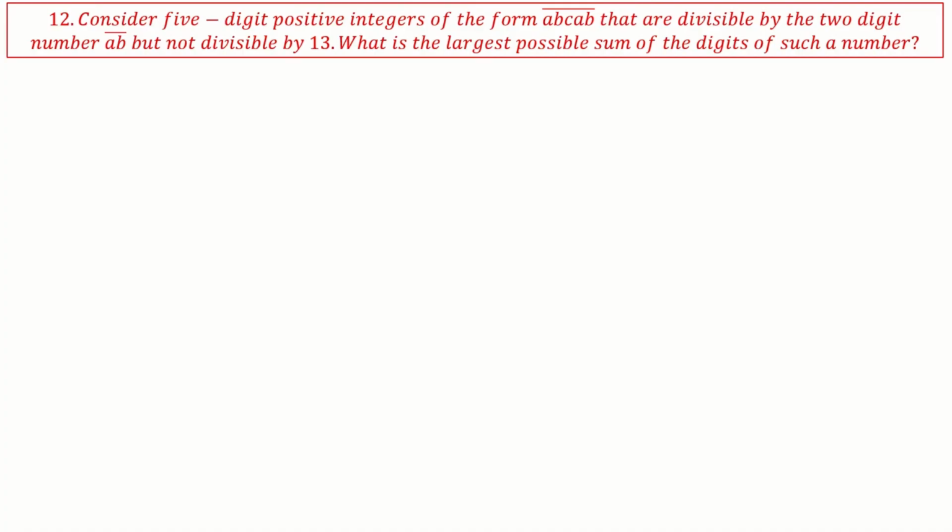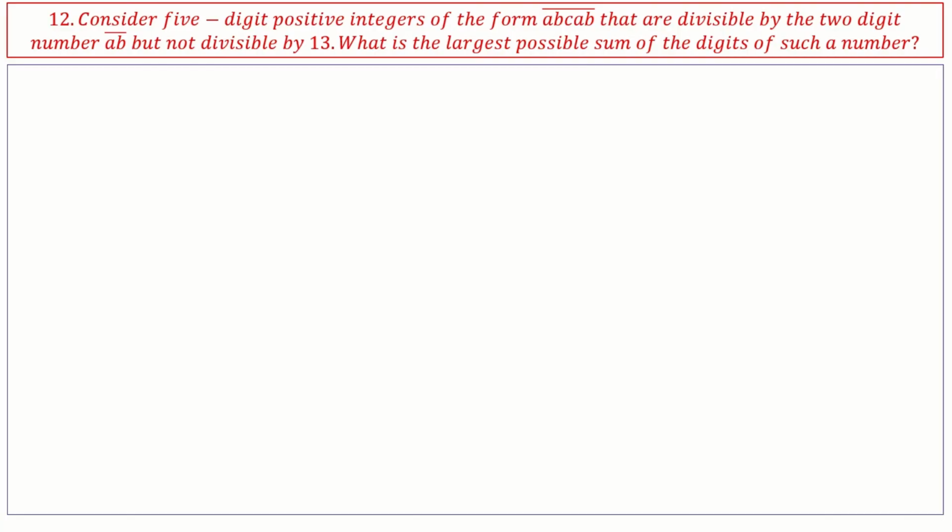Consider 5-digit positive integers of the form ABCAB bar, where A, B, C are the digits, that are divisible by the 2-digit number AB, but not divisible by 13. What is the largest possible sum of digits of such a number? So let's look at it. This is an interesting problem.